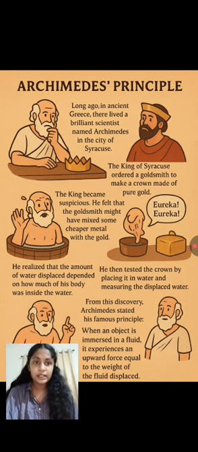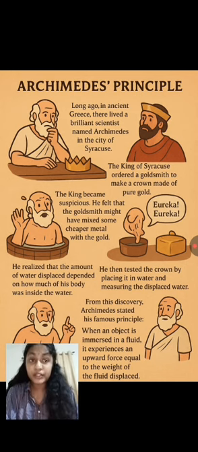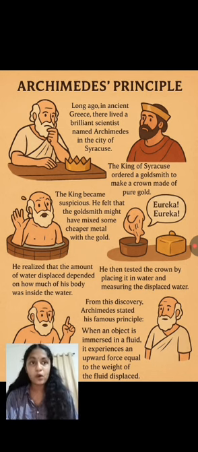Then he tested the crown by placing it in water and measuring the displaced water. He compared it with a block of pure gold of the same weight. Since the crown displaced more water, he proved that it was not made of pure gold. The goldsmith had cheated the king. So by using the principle he found, he proved that the crown is made up of artificial ingredients. It is not pure gold.